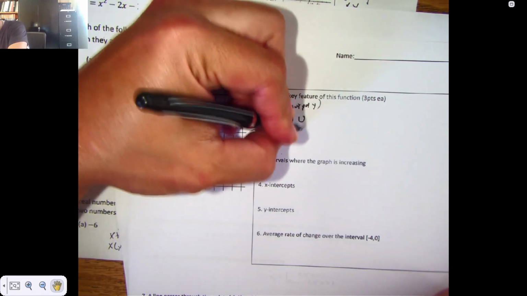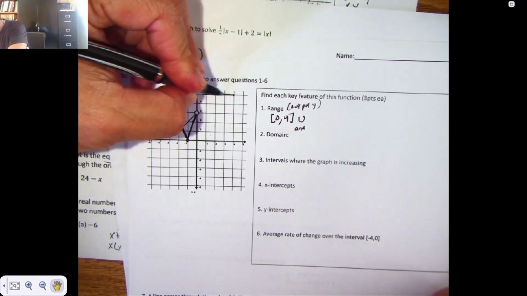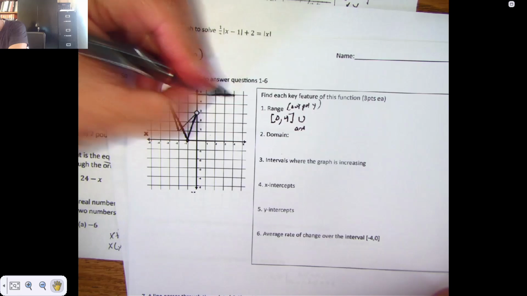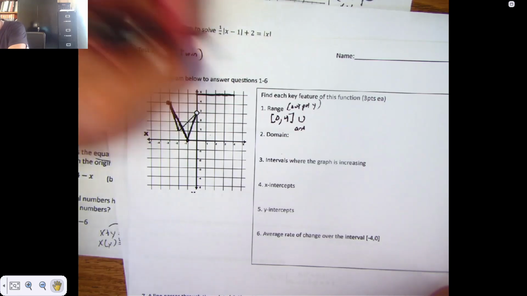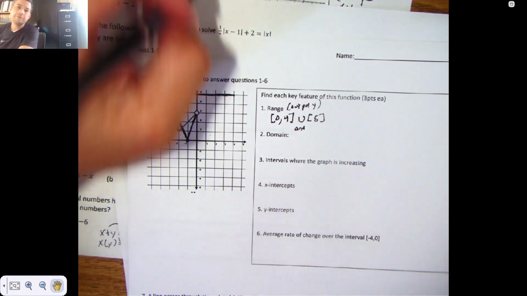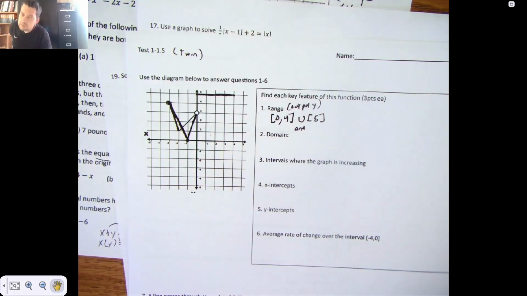And there's this guy right here. I'll try and bold it so your copies show it, but there's that guy right there. The output right there is 5. So 0 to 4 and 5.